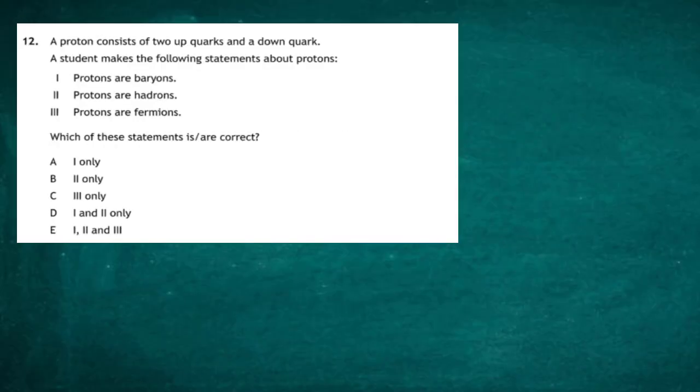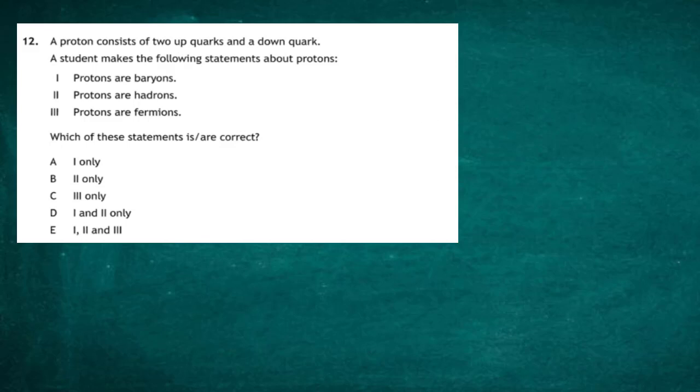Question 12 from Paper 1 of the 2022 Higher Physics exam from the SQA. A proton consists of 2 up quarks and a down quark. And a student makes the following statements about protons. Protons are baryons. Second statement, protons are hadrons. And third statement, protons are fermions. And we're asked to find which of these combinations is or are correct.